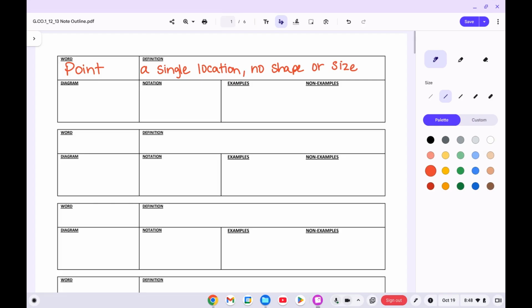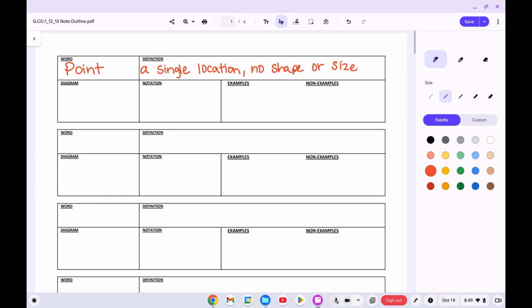Okay, a point is just talking about something that we're referring to. It's just holding its place at that specific location, but it's not bigger or smaller. The size doesn't really matter here. We're just talking about where something is. All of us would be considered points. We're all sitting at a location.